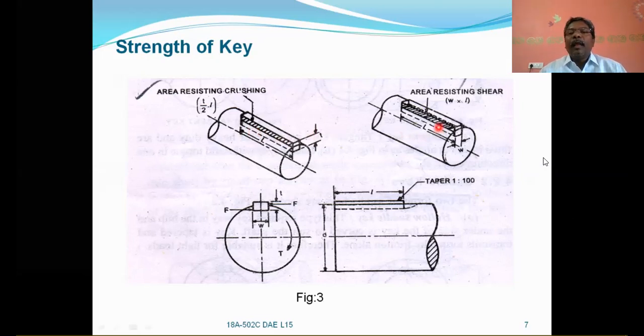And similarly, the area resisting the shear. Shearing is parallel to the tangential force. That's why the width of the key into length is the shearing area. So the width of the key and length will give you the area resisting the shearing, and the area resisting the crushing is thickness of the key and length.